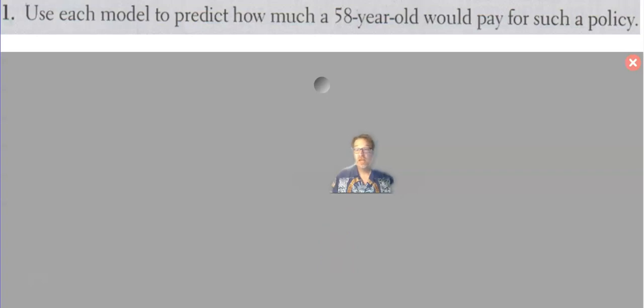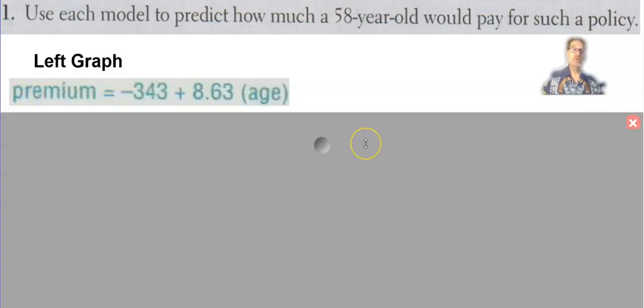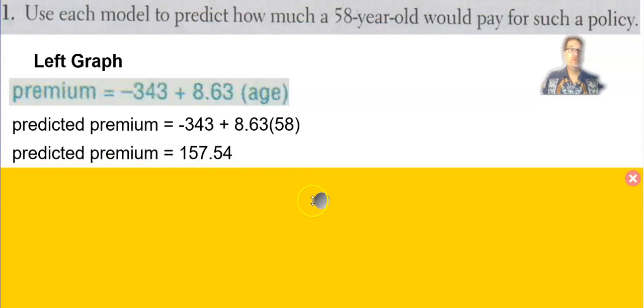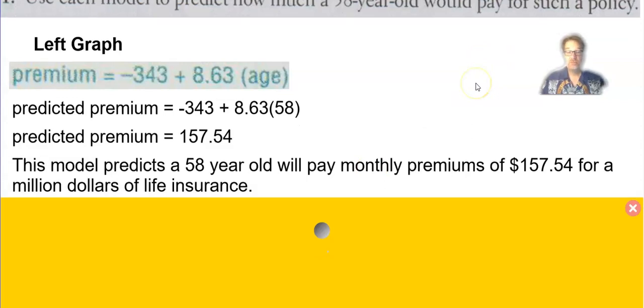So let's go ahead, and I want to know what happens if I use each model to predict the premium. If I use the first model, the left graph, option number 1, which is just the straight up least squares line from my original data, I'm going to take 58 and plug it in for age. So I predict that I am going to pay a monthly premium of $157.54. My next question is going to ask, should I use that? Should I use 157 as the actual model?